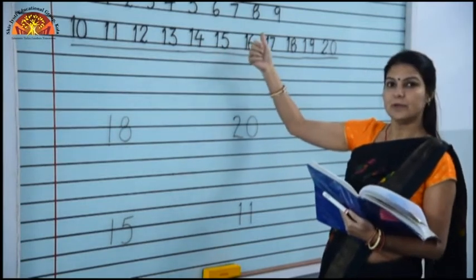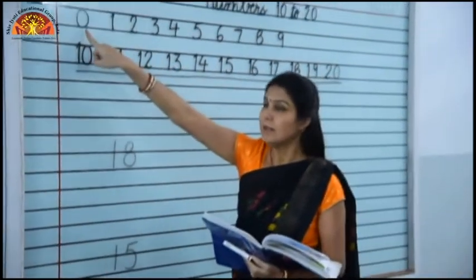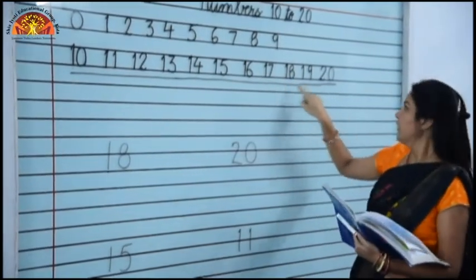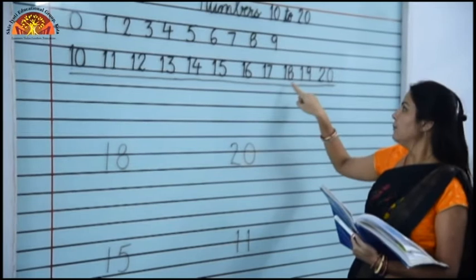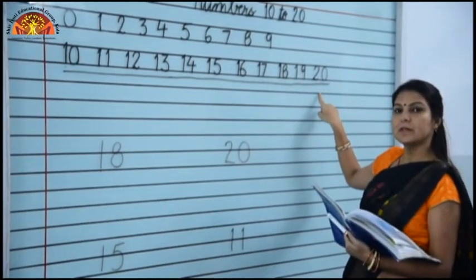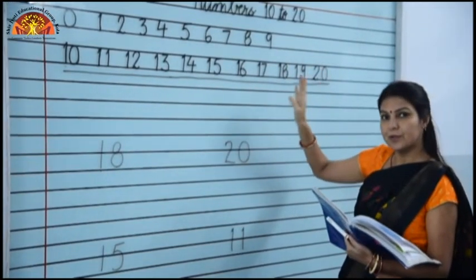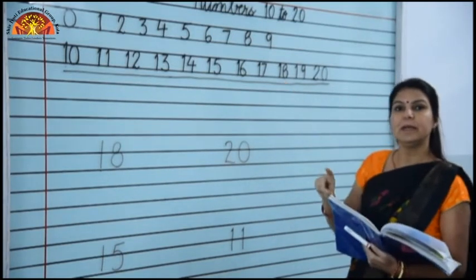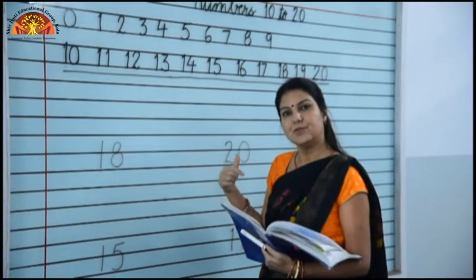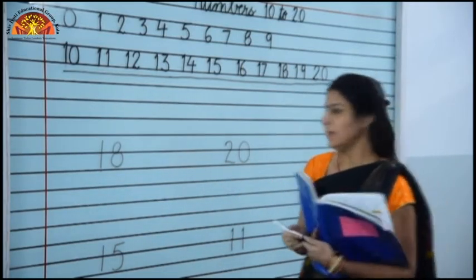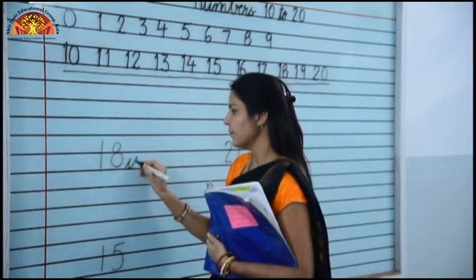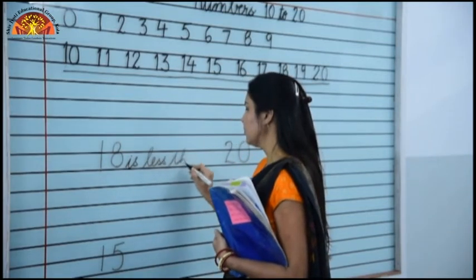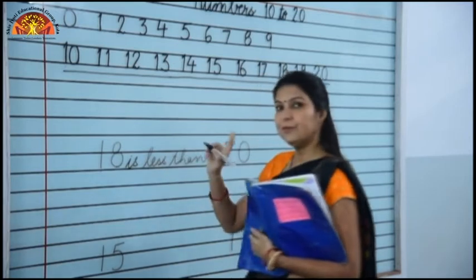Here look at the counting. 0 is written here and 18 is written here and 20 is written here. So, between these two numbers, which number is closer to 0? 18 is closer to 0, so it will be less than 20. So 18 is less than 20. Children, you can do one thing more.